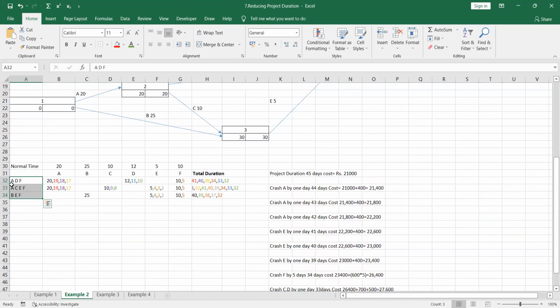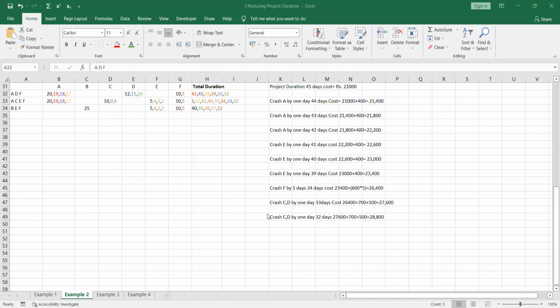So B and D is not common for the three paths. Yeah, Diane, very good. We cannot crash more. We cannot crash this. We cannot reduce or crash this project further. So this is the last one that we can crash. So did you all get that?